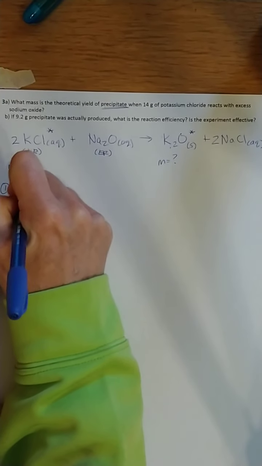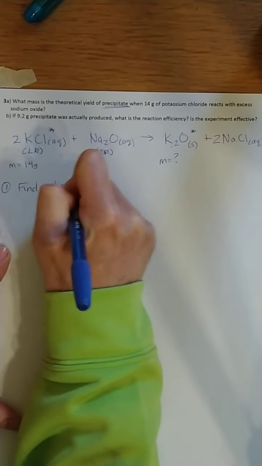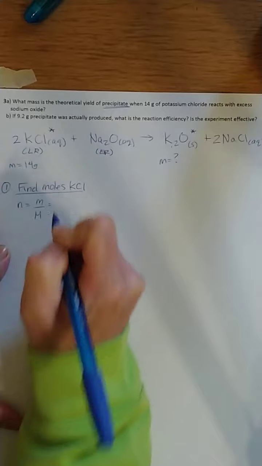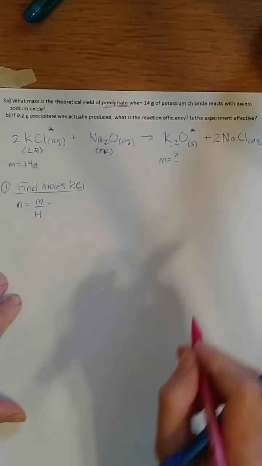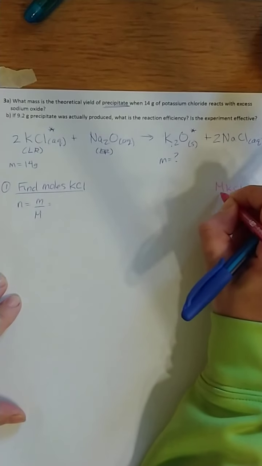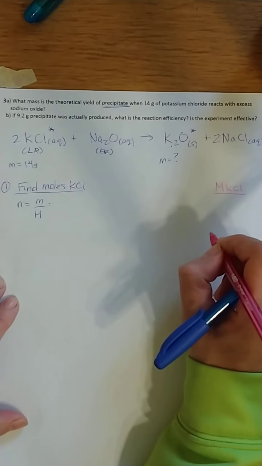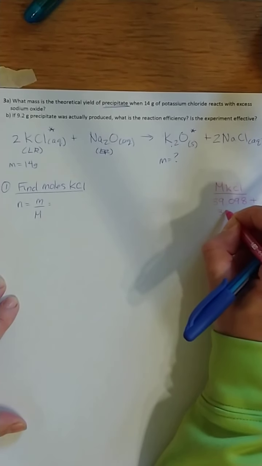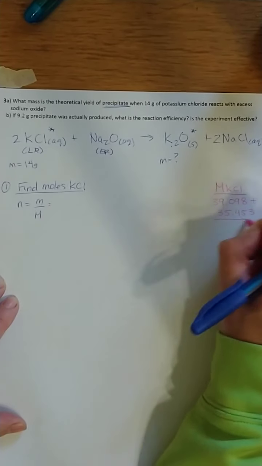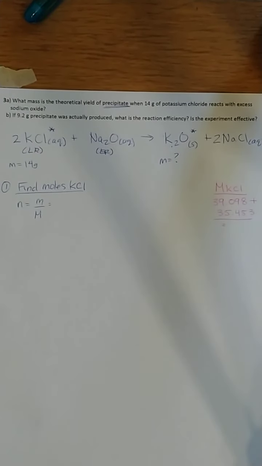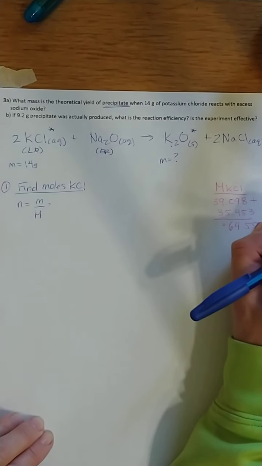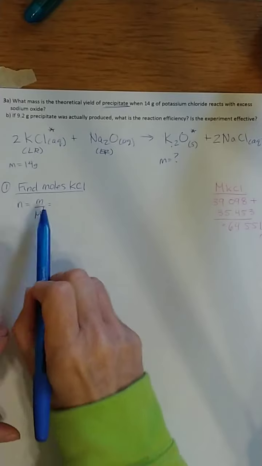So the first thing you're going to do is find your moles of KCl. And n is always little m over big M. Well, big M we have to calculate. So off to the side here, M of KCl. So you go to your periodic table, and the molar mass of KCl is 39.098. And we're going to add that to 35.453. And when you add those two numbers together, that will give you your molar mass of the compound, which is 64.551 grams per mole.